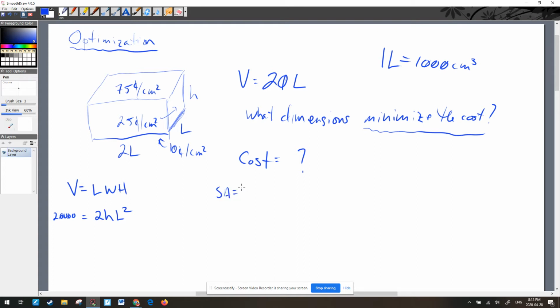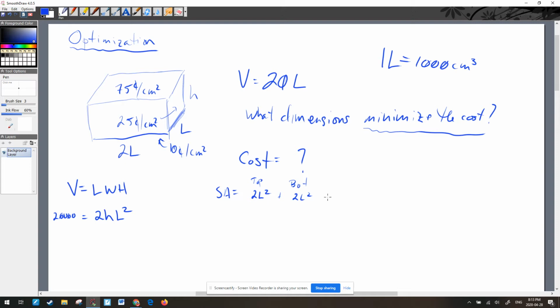Okay, so surface area. I could come up with an expression for the whole surface area right off the bat, but I want to identify the sides that all have the same cost. So I'm going to label them off. The top has a certain cost. The top is going to be 2L times L, so the top is 2L squared. Then the bottom has the same dimensions as the top, so it's also 2L squared.